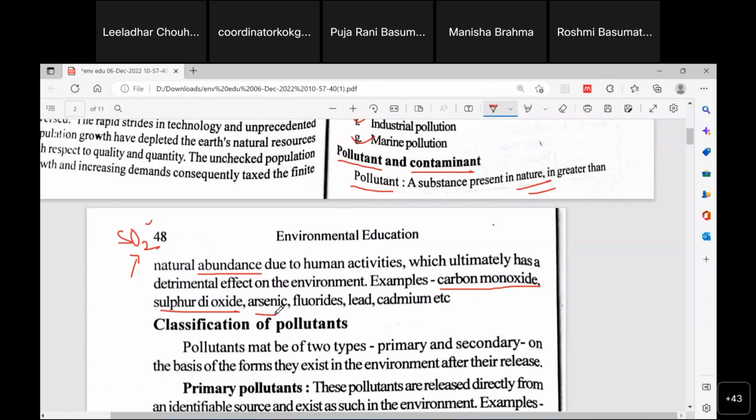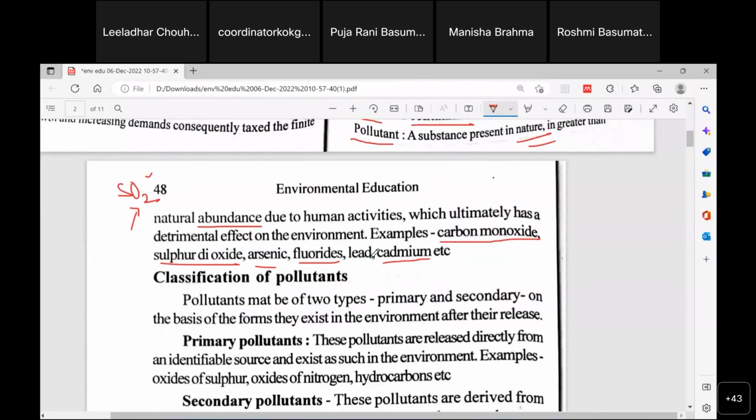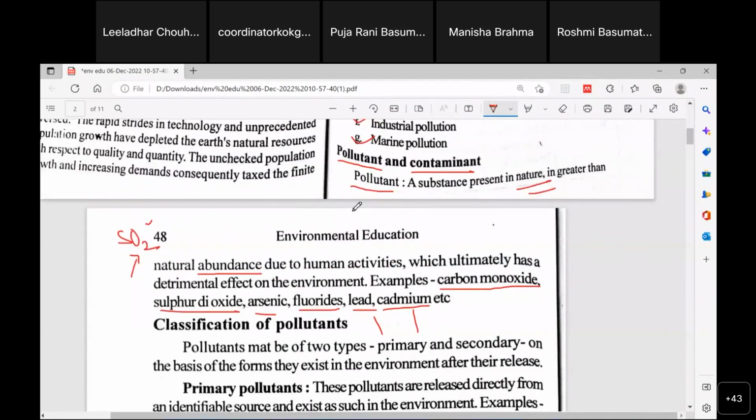Arsenic is not there in our environment. Fluorides are not naturally there in our environment, but if we release them by our human activities, then they are all pollutants. Cadmium also, lead, cadmium, they go into water through different industries and they are highly polluting because they lead to death of fish, and cancer and other diseases occur if people consume cadmium-related fish, etc. So these are examples of pollutants.